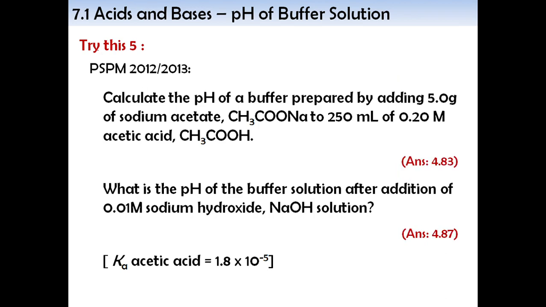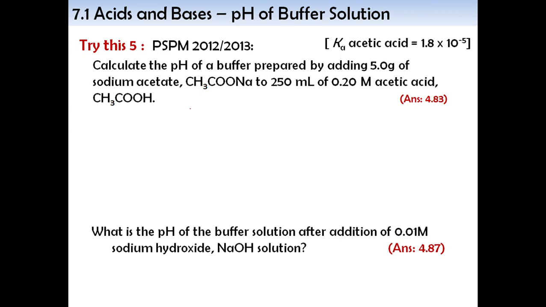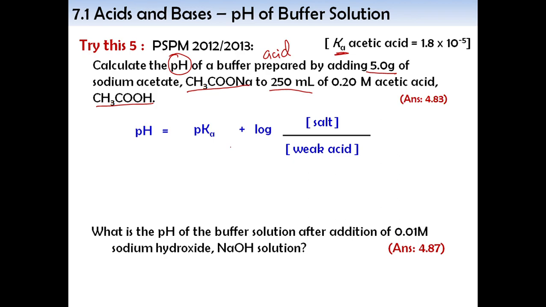Try this 5. Let me explain a little. I have my buffer solution made up of CH3COONa with CH3COOH. We know this is a weak acid, and it also says A here. So this is acid. I want to find the pH value, but I add 5 gram of CH3COONa into 250 ml. Now, can we directly get the pH value by using the Henderson-Hasselbalch equation? Because it's an acid, you have the concentration for acetic acid, but you don't have the concentration for your salt. You only have the mass, so you must find the concentration first.